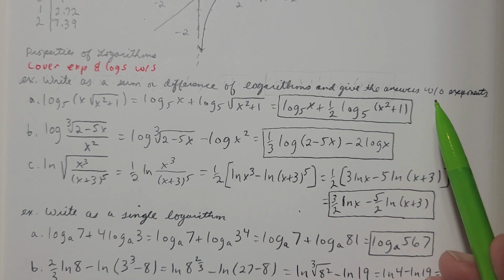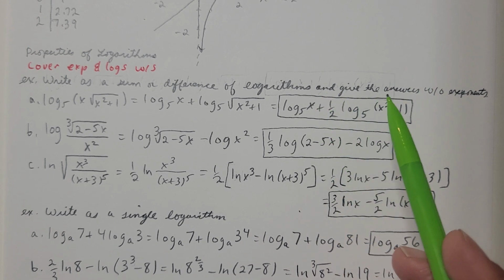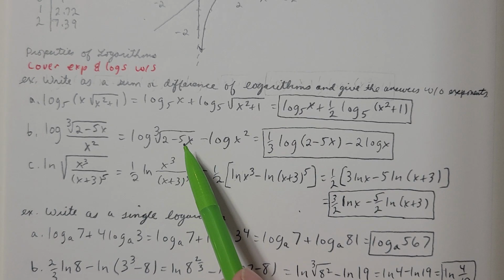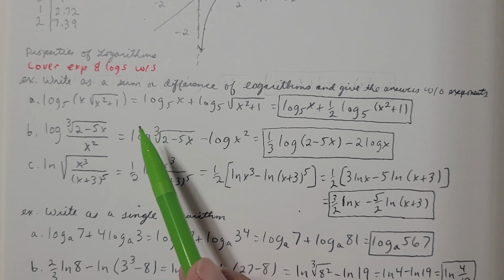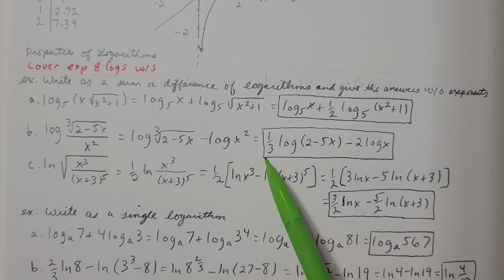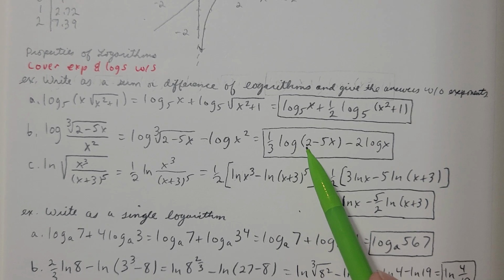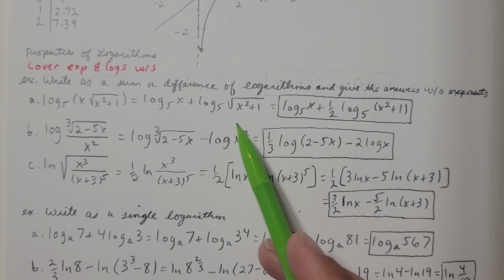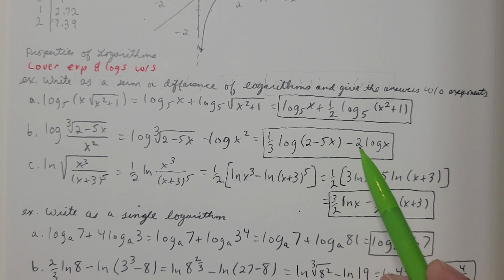I also know that powers can come out of logarithms. So I'm going to give the answer without exponents. The cubed root of 2 minus 5x would be the same thing as 2 minus 5x to the 1/3 power. So let's go ahead and bring out that power of 1/3. You got 1/3 times log of 2 minus 5x minus log of x squared. Well, you can bring the 2 out in front, so minus 2 times log of x. And this here would be as simplified as we can get things.